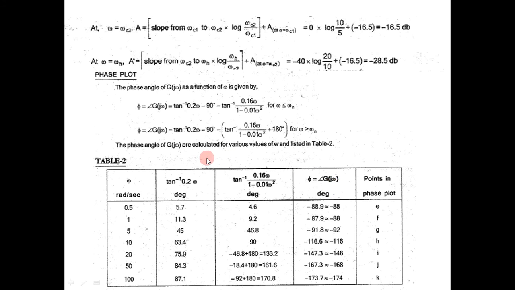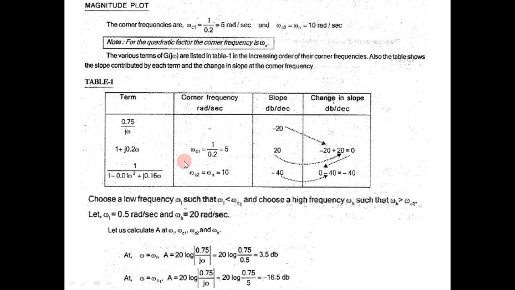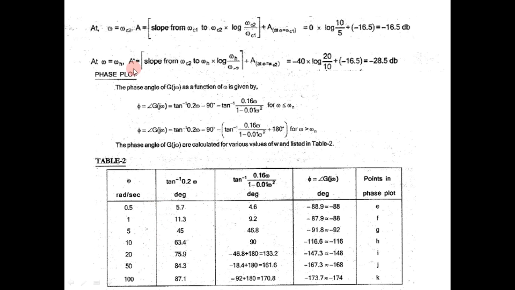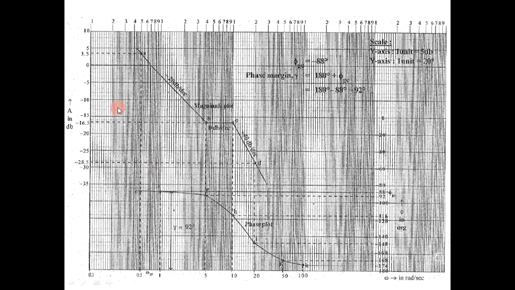Now let us sketch the magnitude and phase plot by using the magnitude values and phase values. As usual, on the x-axis we are going to vary the value of omega, on the left hand side of the y-axis we are taking the magnitude values, and on the right hand side we are going to take the phase values. So by using the magnitude values and phase values, just plot the magnitude and phase plot like this.